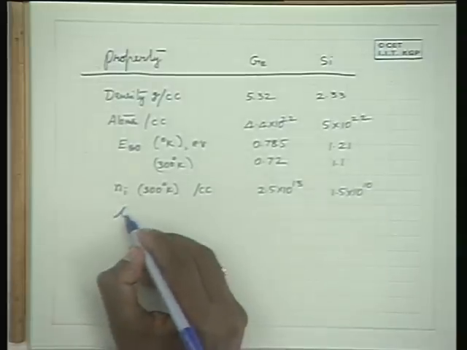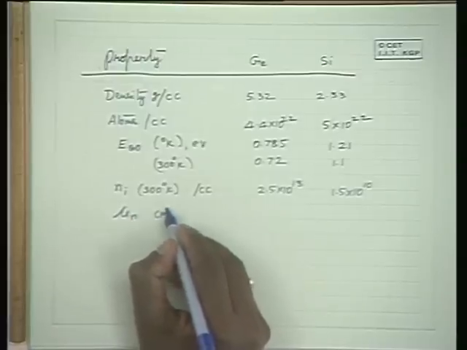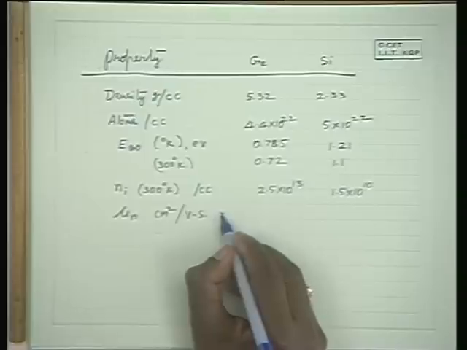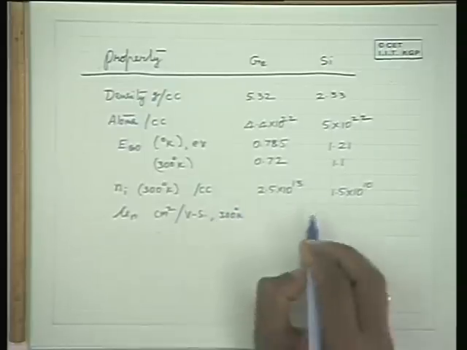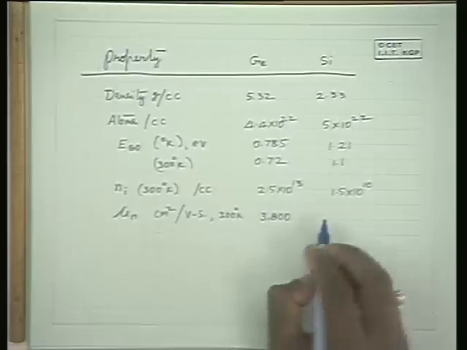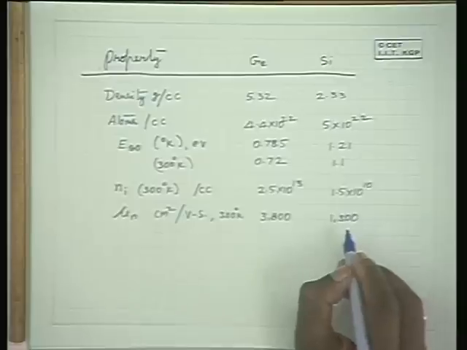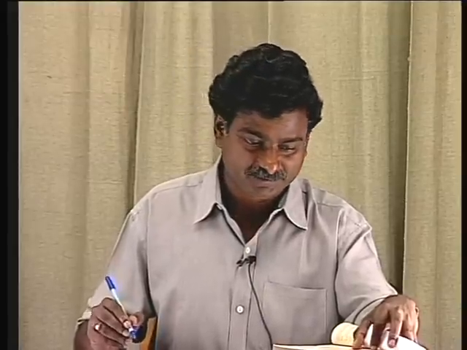Now, the mobility of electrons, in centimeter square per volt second at 300 degrees Kelvin, is 3800 in the case of germanium, and it is 1300 in the case of silicon. So they differ. As we discussed earlier, it depends on the interatomic distances and various other parameters. Therefore, they differ from material to material.